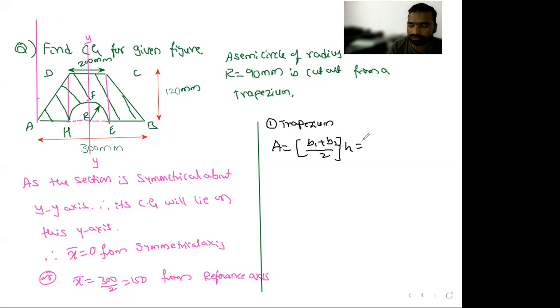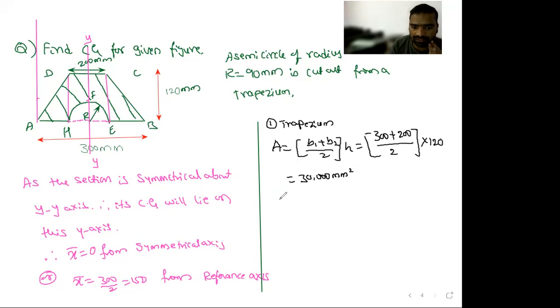Okay, I will substitute the values. What is your b1? b1 is the bottom width, 300, plus b2, the top width, 200, divided by 2, into the height of the total trapezium, 120. Next, calculate the answer. You will get 30,000 mm square. Is it clear, everyone?